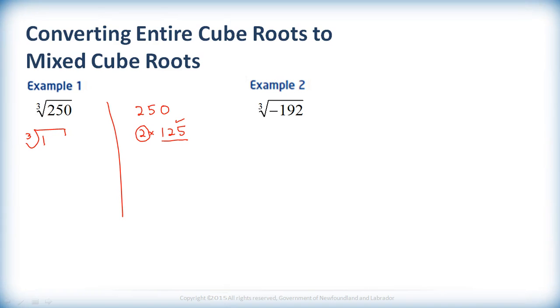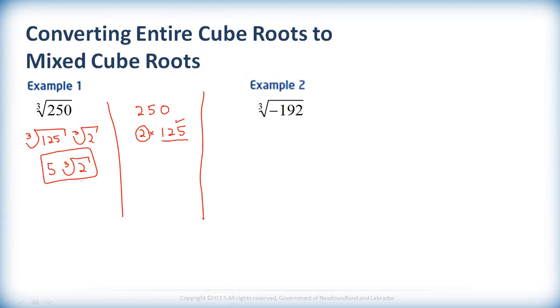I know this is the cube root of 125 times the cube root of 2, and the cube root of 125 is 5, so I have 5 cube roots of 2. And that's as far as I need to go to simplify that one. Okay, let's look at the next one.